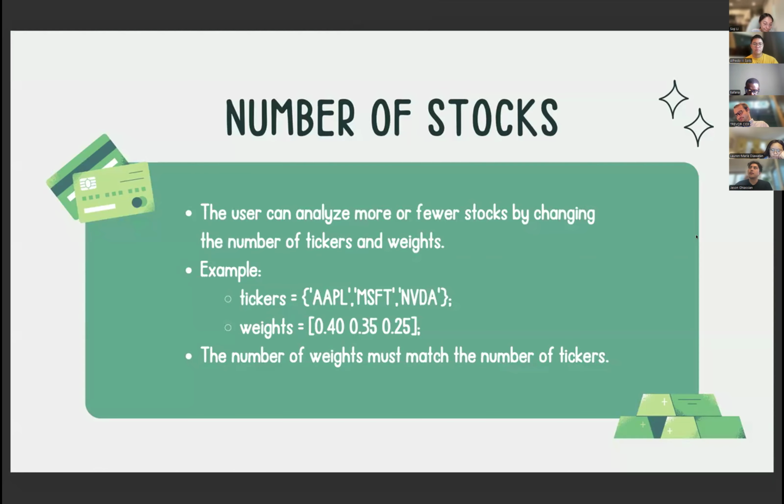Third will be the number of stocks. The user can analyze more or fewer stocks by changing the number of the tickers and weights. For example, you could change the weight to 0.4 for Apple, 0.35 for Microsoft, and 0.25 for Nvidia. And the number of weights must match the number of tickers.